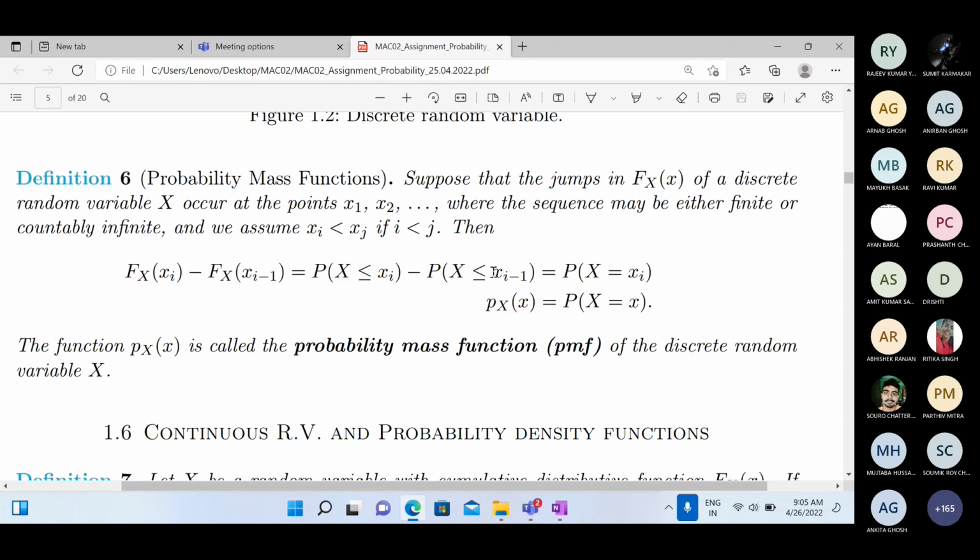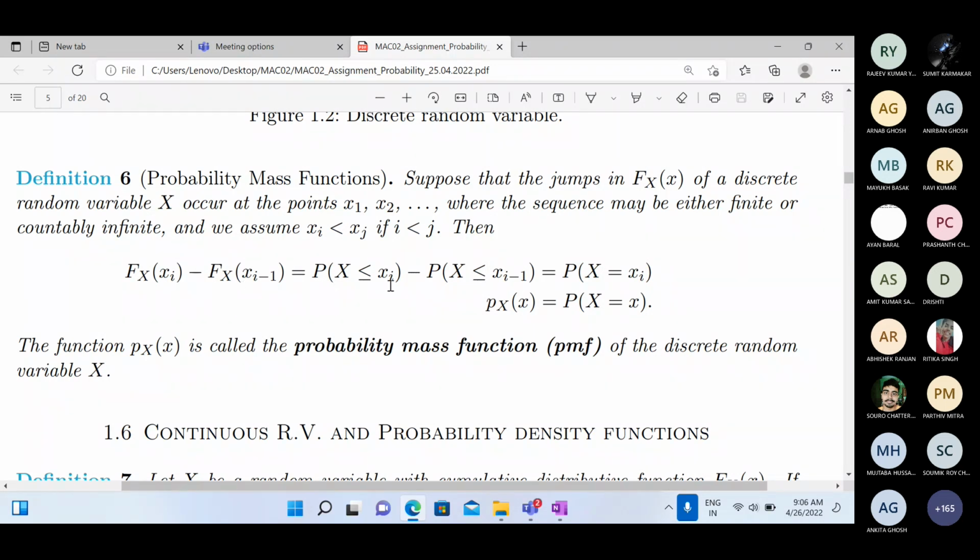Mass function means in between some values. That means it is fixed. Here, if the random variable values are x1, x2, ..., xn, it may be finite or infinite, but it is countable. That means if it is finite, it is finitely countable, or if it is infinite, it is countably infinite. Then we can define it like this: xi minus xi minus 1.